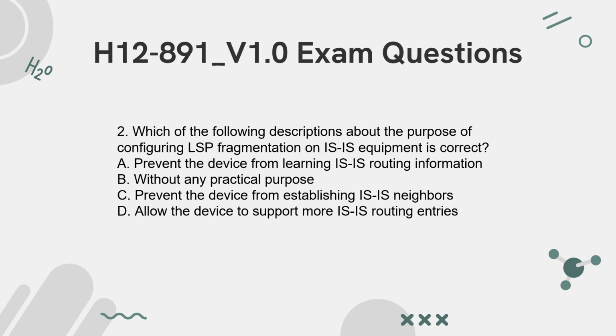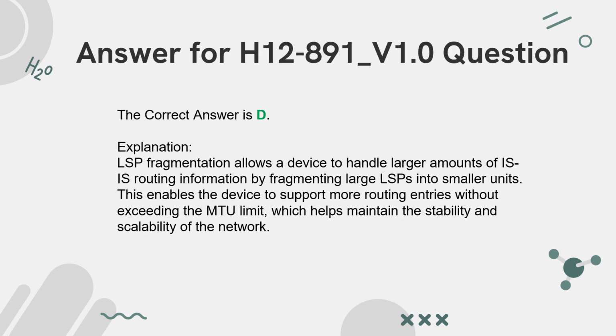Which of the following descriptions about the purpose of configuring LSP fragmentation on IS-IS equipment is correct? A. Prevent the device from learning IS-IS routing information. B. Without any practical purpose. C. Prevent the device from establishing IS-IS neighbors. D. Allow the device to support more IS-IS routing entries. The correct answer is D.